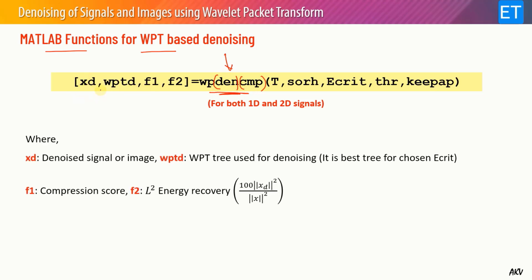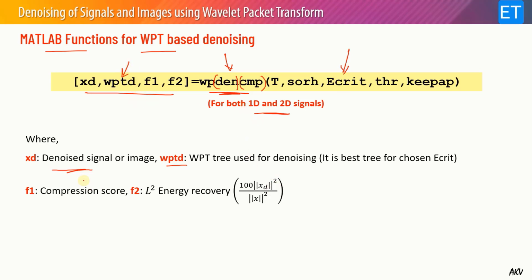First see the output parameters. XD is your denoised signal or image. The same function can be used for both 1D and 2D. So what is WPTD? WPTD is a wavelet packet tree that is utilized for denoising. If you know the theory of wavelet packets, then you might know that we have two types of trees, the full decomposition tree and the best tree, which is chosen on the basis of the entropy criterion. So if I choose a particular entropy criterion, ECRIT, then on the basis of that it can compute the best tree.